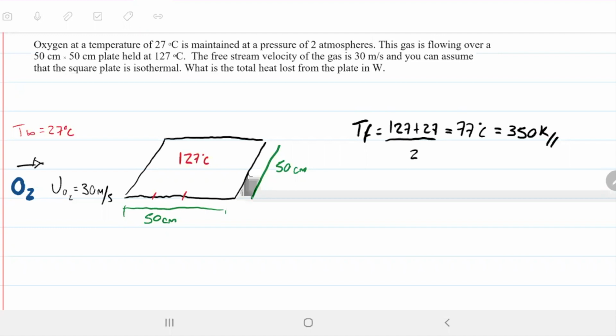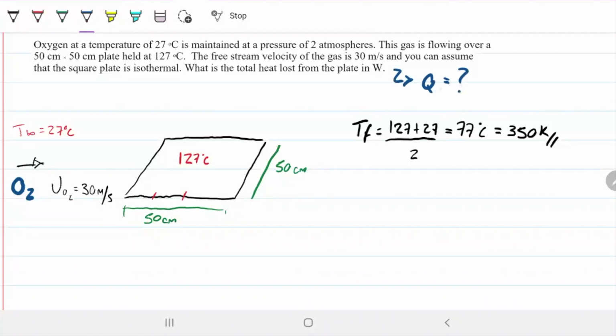Okay, so the question is pretty straightforward. The question is, what is Q, right? Let's just go over some important things here. Oxygen, first thing is oxygen. So I know it's silly, but a quarter of you guys would use table A5 for air, even though it's oxygen, it's not air.